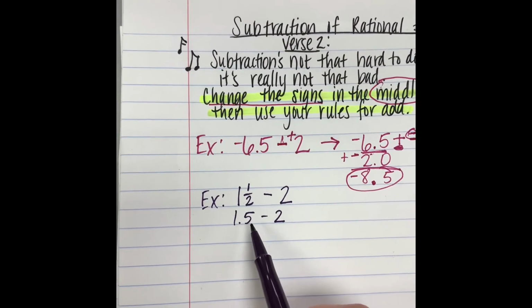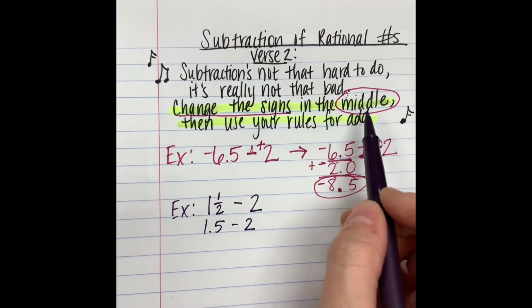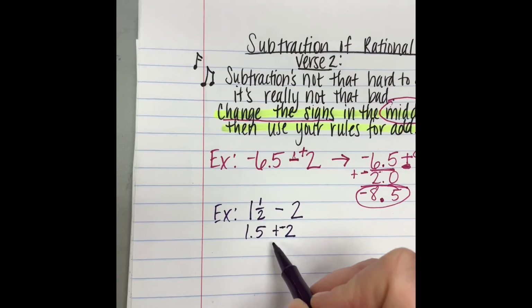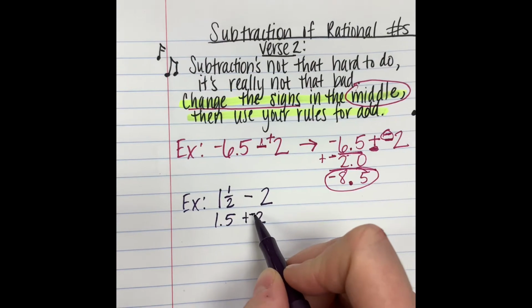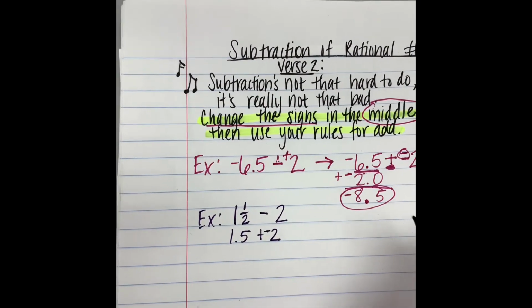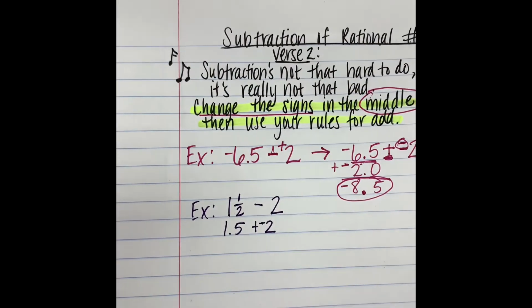So 1.5 minus 2. Our rules say we want to change the signs in the middle. So keep, change, and change. We're going to change this sign in the middle to a plus, and we're going to change the sign on the 2 to a negative. So now we have 1.5 plus a negative 2.